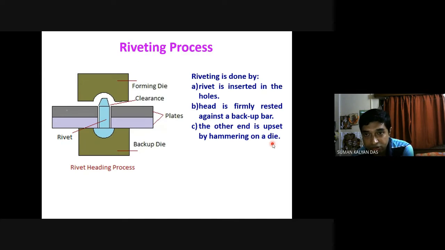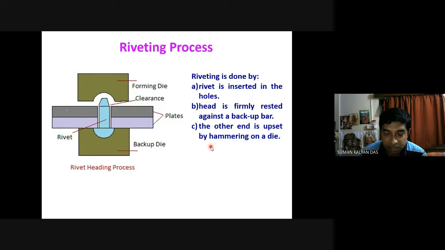So any doubt in this particular riveting process? Everybody understood, right? So one thing is for certain, that after the riveting is done, you may be unable to distinguish originally which was the head side and which was the tail side, because the tail side will also look similar to that of the head side. So that is one thing you can understand.